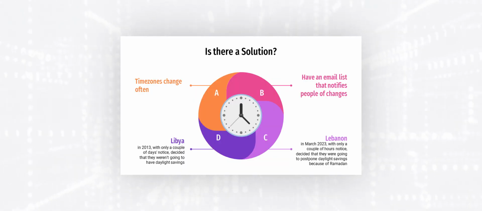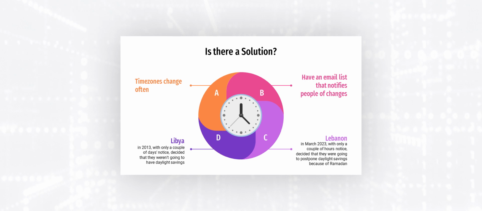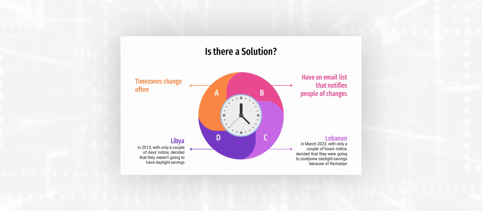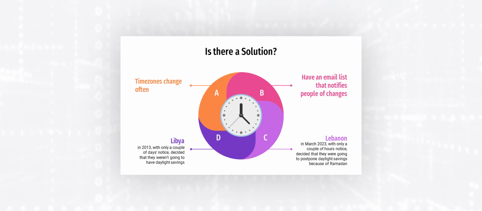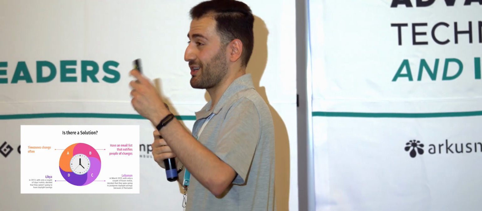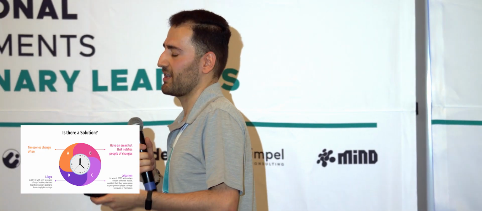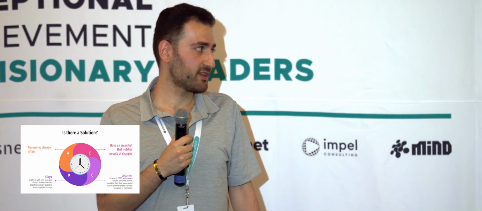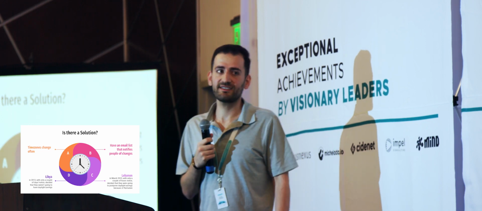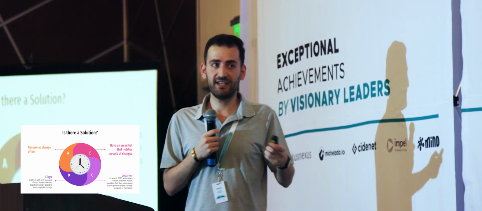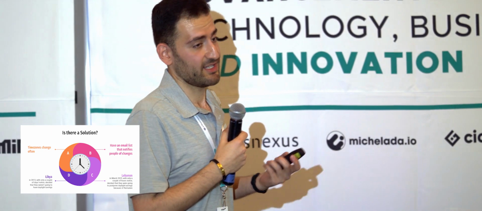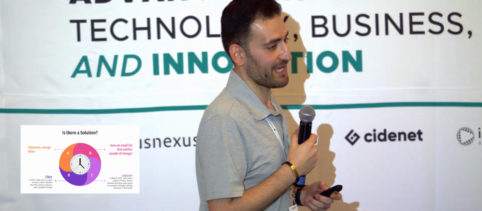So, is there a solution? Well, we know the time zone changes often, and people knew that. So, we developed the earliest thing back before the 70s, I would say. No, I don't know, sometime in the past, right? They developed an email list where they would basically take the email list and notify people of any time zone changes. Did that work? Well, yes and no, depending on when the change happened.